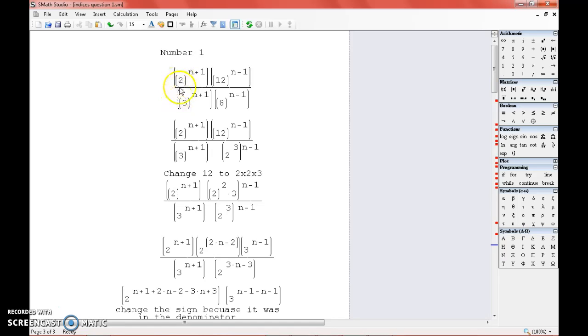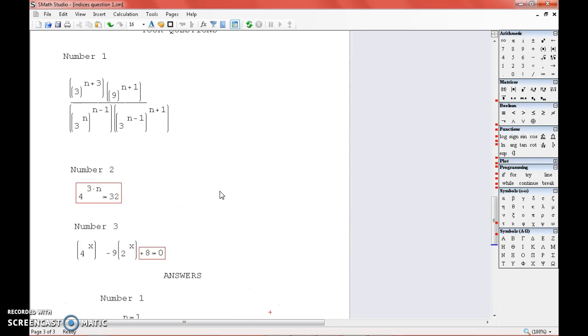because remember with indices you have to have the same coefficient. You can see 12 and 8 are not the same coefficients, so you can try and convert them to a number that is 2 or 3. So you put back 2 to the n plus 1, 12 to the n minus 1, 3 to the n plus 1, but the 8 here can be converted to 2 to the 3, right? Then you can change 12 to 2 times 2 times 3, and 2 times 2 is 2 squared times 3, so that's what we did right here. And then you continue with the question.